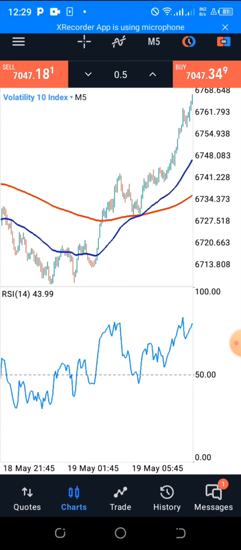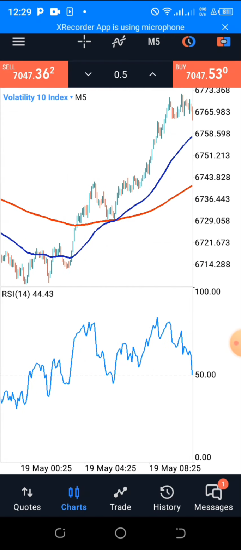So we are in an uptrend. This strategy will never work when the market is ranging. I need to repeat this. And it works on the 5-minute time frame. So what are the conditions for us to buy?